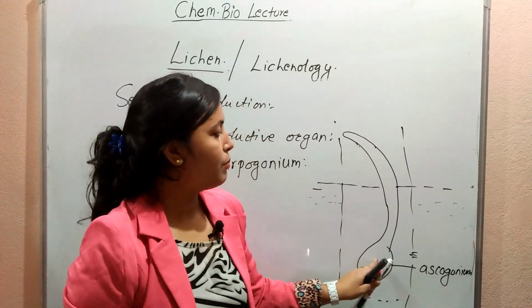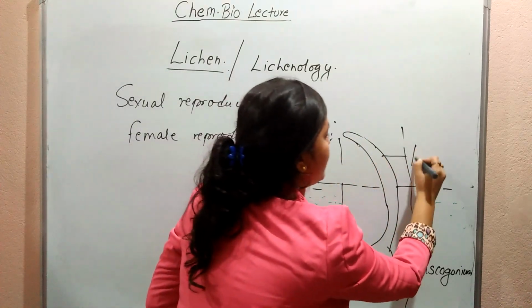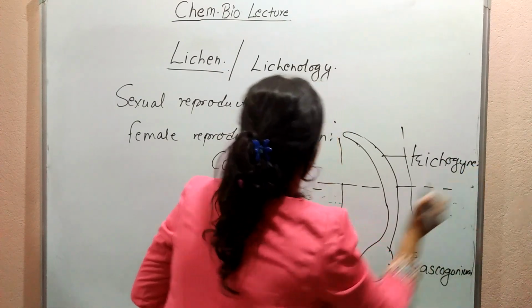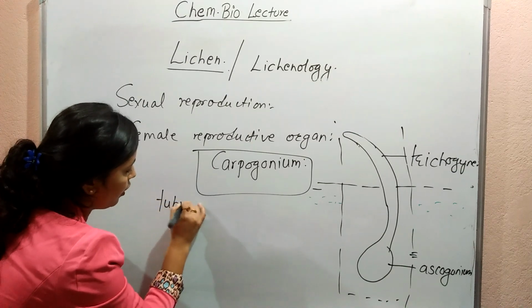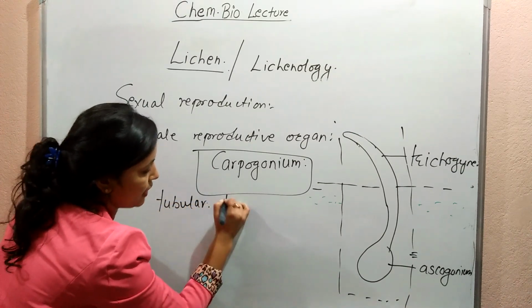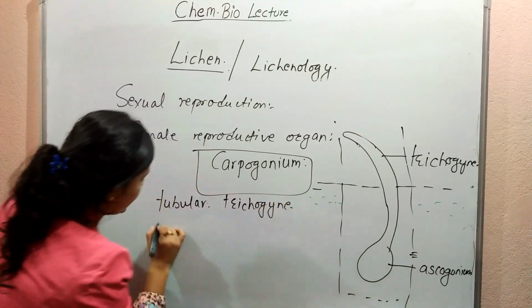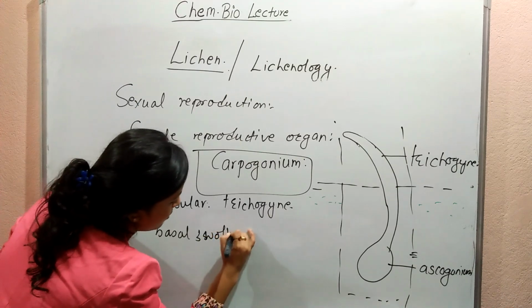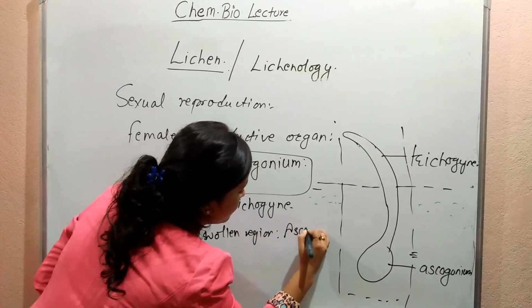And the upper tubular region is called the trichogyne. So the carpogonium consists of an upper tubular region, that is the trichogyne, and a basal swollen region, that is the ascogonium.